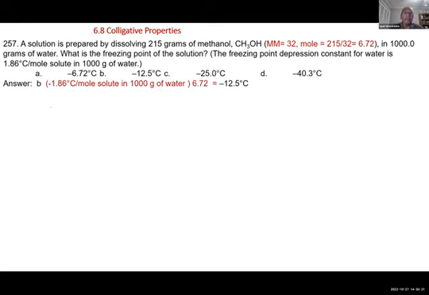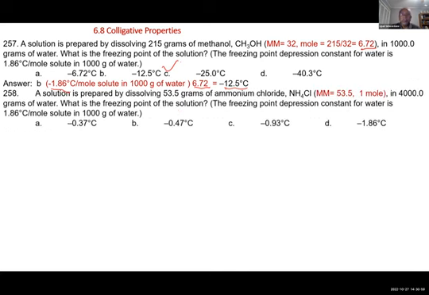So calculation is 1.86 multiplied by 6.75. I calculate the number of moles and multiply by negative 1.86, I get 12 point. That's the correct answer here. So that's how you calculate. Boiling point elevation also has similar calculation. So this is another example where freezing point depression is lower than that.